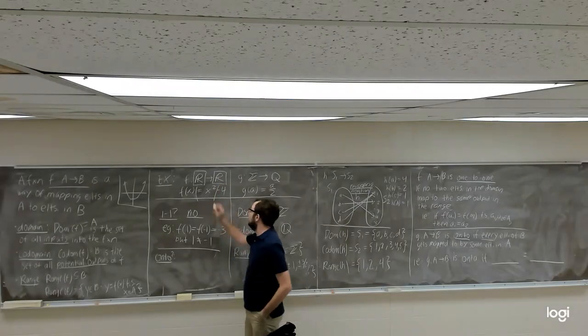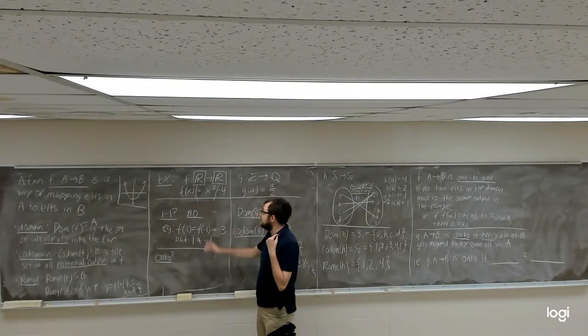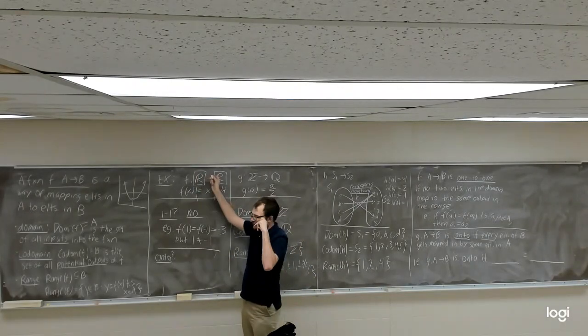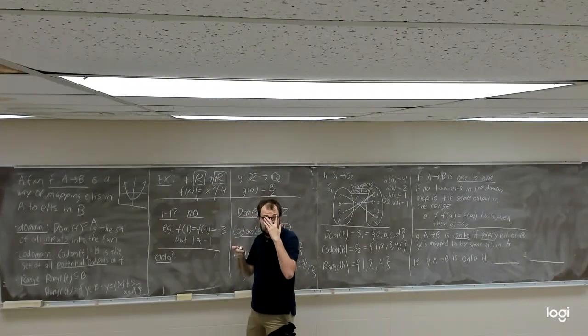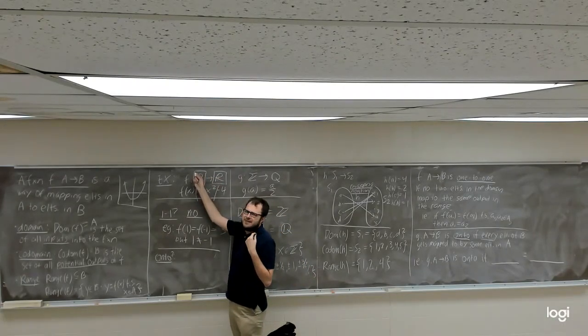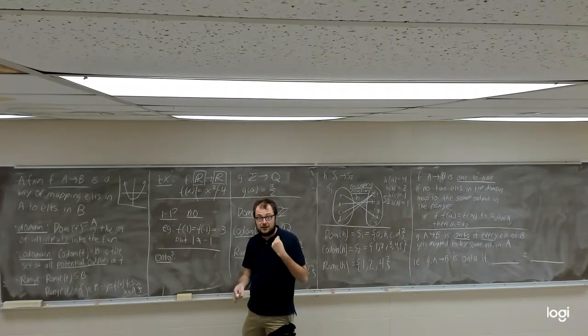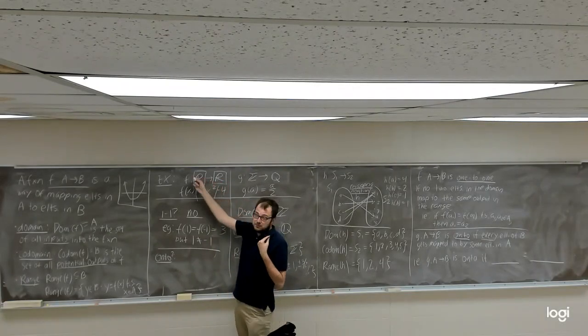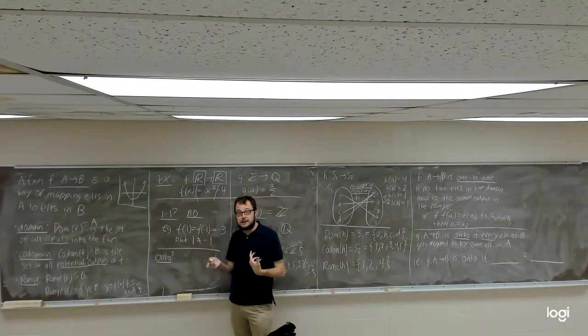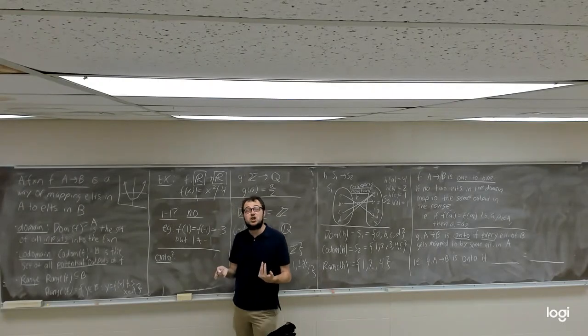So here, we could ask the question of, does every element in the codomain, so every element in this copy of R, get mapped to by some element in the first copy of R, in the domain? In other words, does every real number get mapped to by some other real number? And I would say that the answer is no.